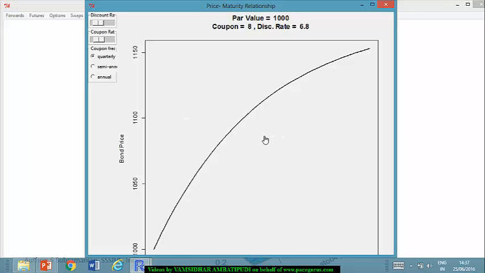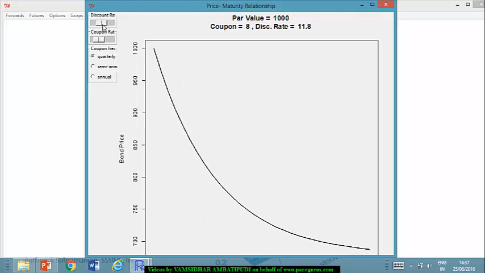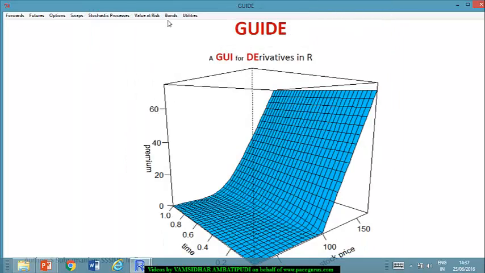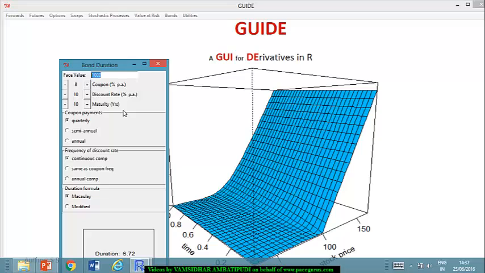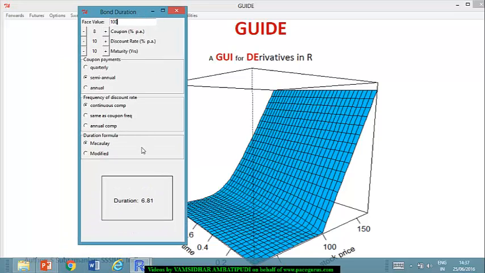Now it is the kind of a premium bond. Whereas on the other side you see that it is more and more of a discounted kind of a bond. So you could see the relationship between the coupon and the discount rate. Then if I look at the duration for this bond, which is a measure of interest rate risk, I see the face value of it is 100. All these things, I look at the semi-annual coupon payment, continuous, and there are two kinds of durations that we can look at.